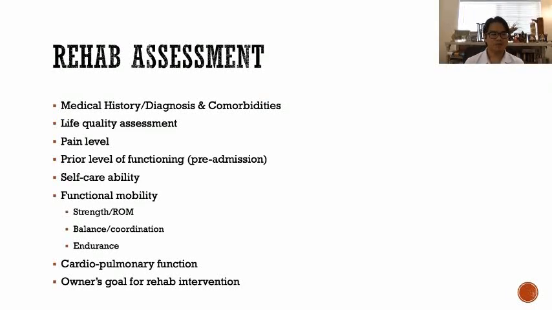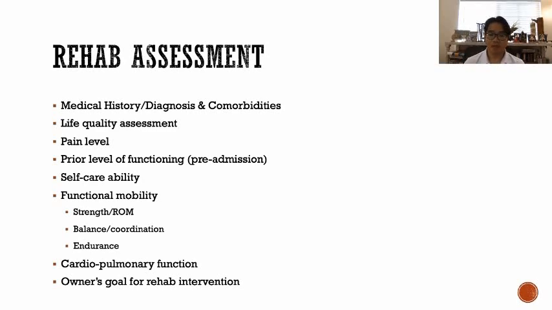So rehab assessment is very similar to how we deal with all rehab patients. We need to review the medical history. We need to know the diagnosis and comorbidities. We also need to assess the quality of life score, which we'll talk about later. Since the patient is getting palliative care and hospice care, it's very important that we constantly assess the quality of life score so that we are heading in the right direction, not making the dog worse. If indeed the dog is getting worse, then we will need to talk to the client about euthanasia.